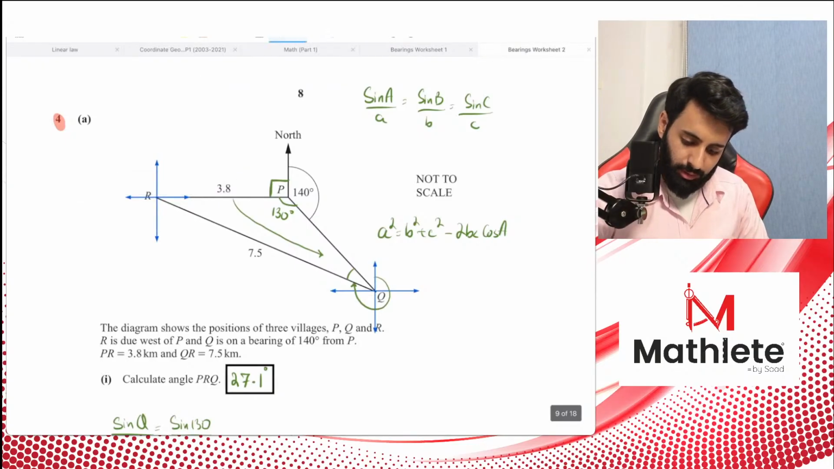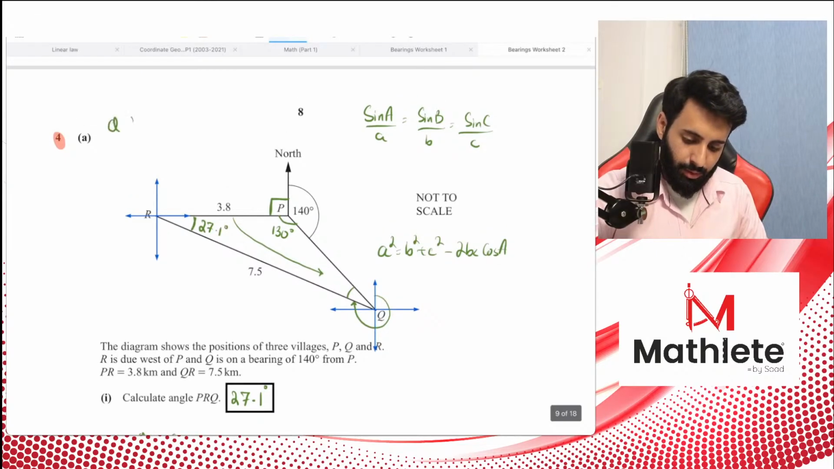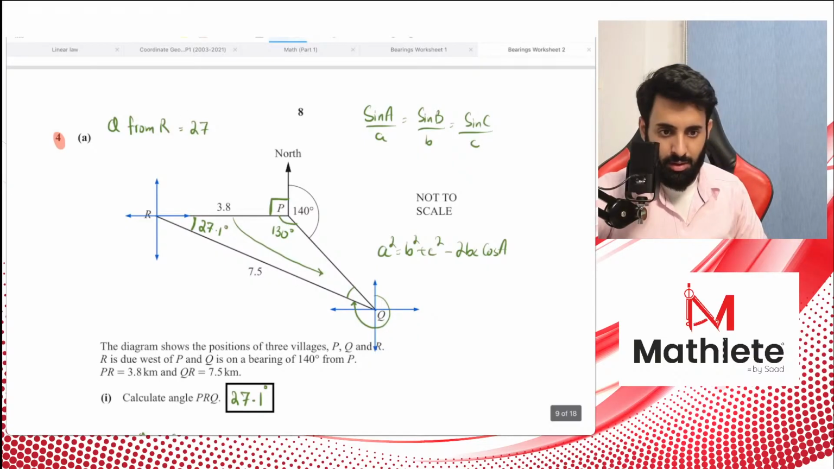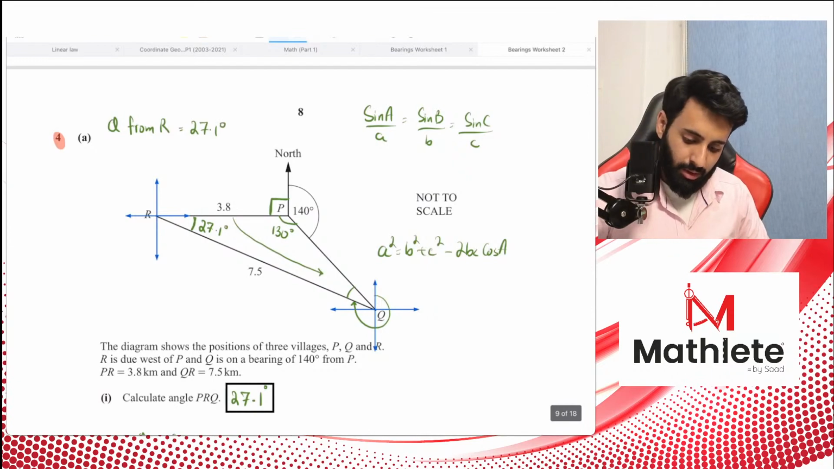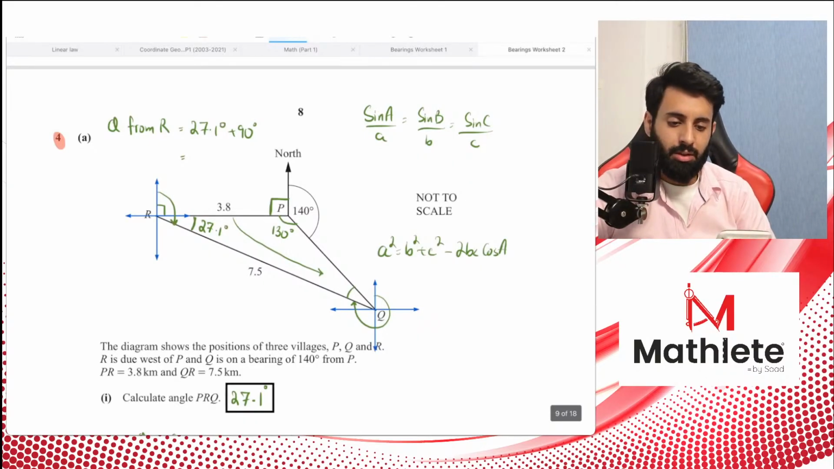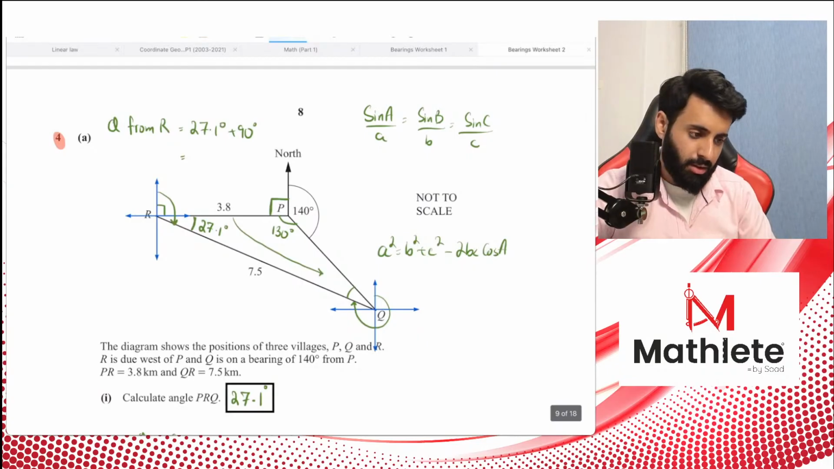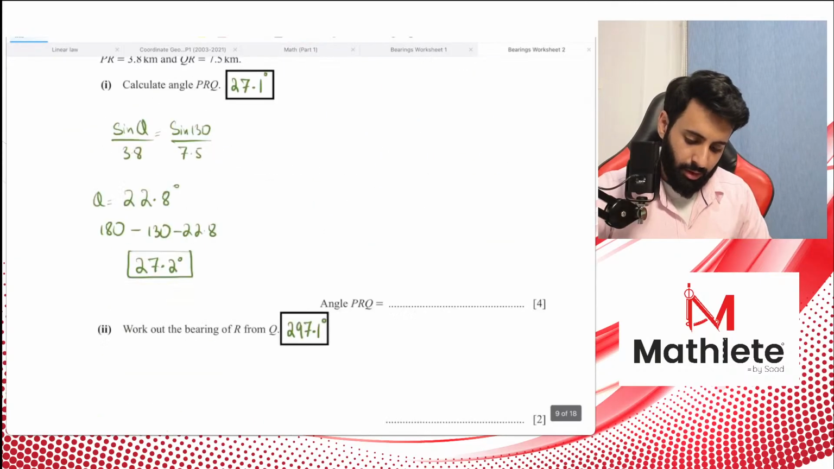We have this angle which we worked out to be 27.1. So the bearing of Q from R is 27.1 degrees, and then 27.1 plus 90, because I totally forgot this angle. So which is equal to what? It's best that I use a calculator. Plus 90, that's 117.16, which means 117.2 degrees. So here's what I've done. I'm going to write it over here.